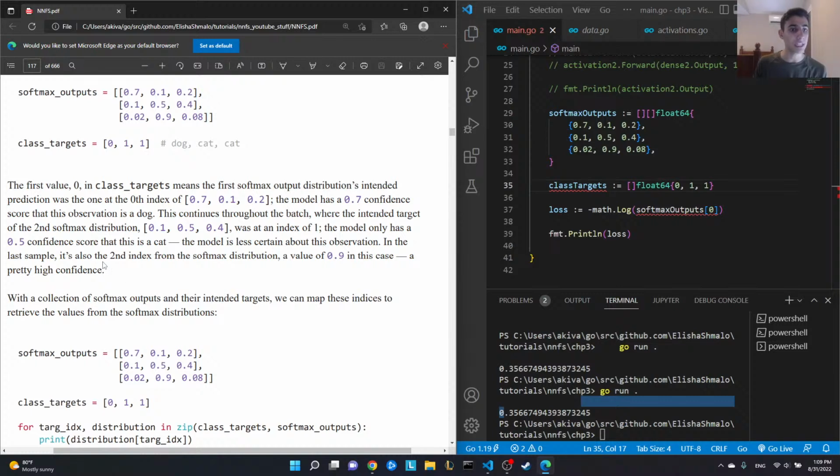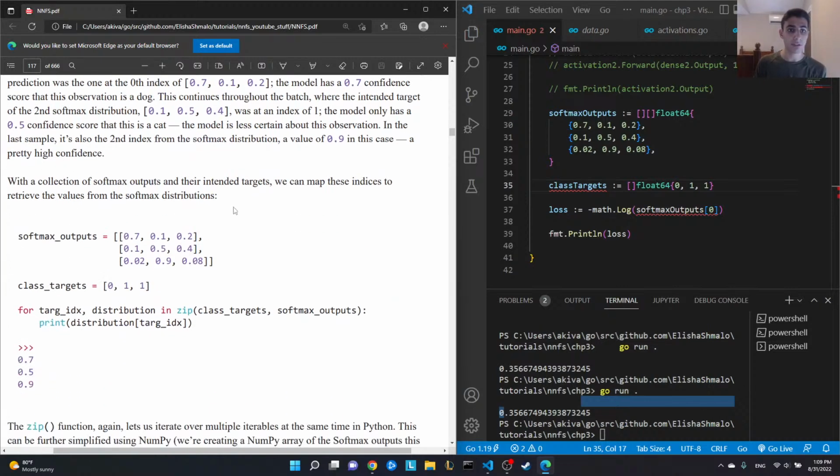Great. In the last sample, this is also the second index from the softmax distribution, a value of 0.9. In this case, a pretty high confidence. With a collection of softmax outputs and their intended targets, we can map these indices to retrieve the values of the softmax distribution. So let's do that.